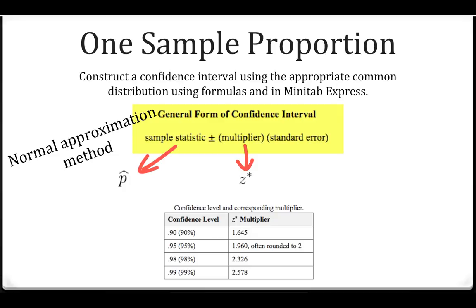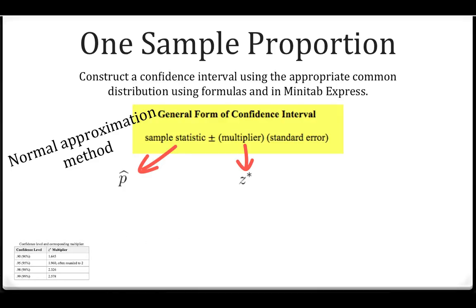This is in your online notes. These are the most frequently used multipliers. Most often we'll have a 95% confidence interval, which will have a multiplier of 1.960. Earlier in the course, we often rounded this to 2, but from here on out, I'd like you to use the more precise number of 1.960.